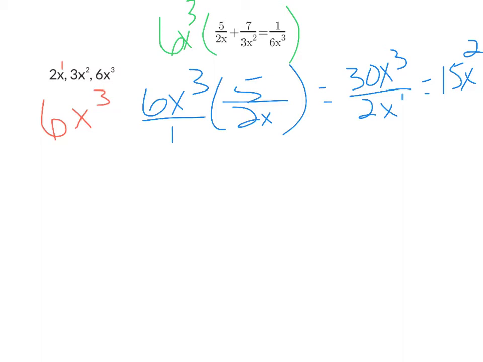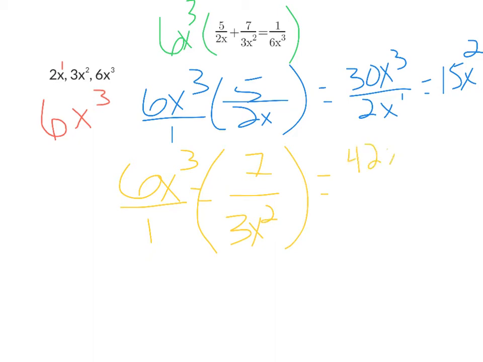Now when I take my 6x to the third and I distribute it through to the 7 over 3x squared, let's see what happens there. So I have my 6x to the third again over 1 times 7 over 3x squared. When I multiply my numerators, I get 42x to the third over, when I multiply the denominators, 3x squared. When I divide 42 by 3, I'm left with 14, and when I divide x cubed by x squared, I'm left with x.